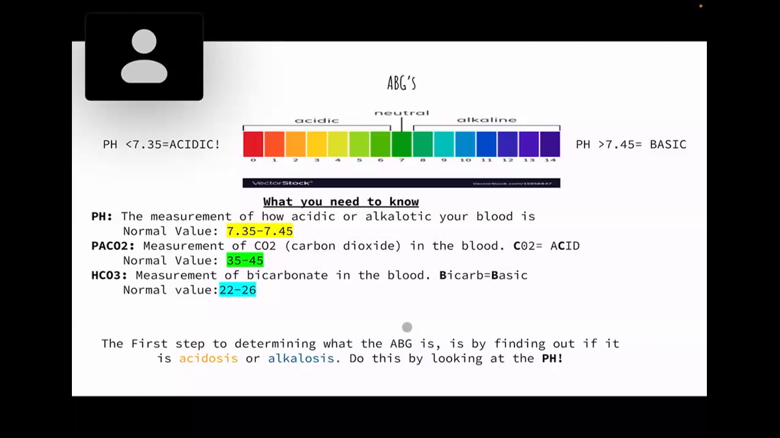HCO3, that is bicarb. Bicarbonate, bicarb. So I know it's a little bit confusing, HCO3, but it is bicarb. And when we think bicarb, think basic. Bicarb is basic. Our normal value is 22 to 26. If I have a bicarb of 54, my pH is going to be pretty high, meaning it's going to be basic. I know it gets a little bit confusing, but the higher up we are, the closer we are to 14, we are basic. Even though it's a high pH, that means basic.